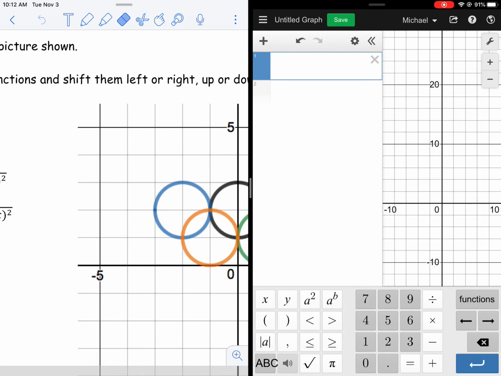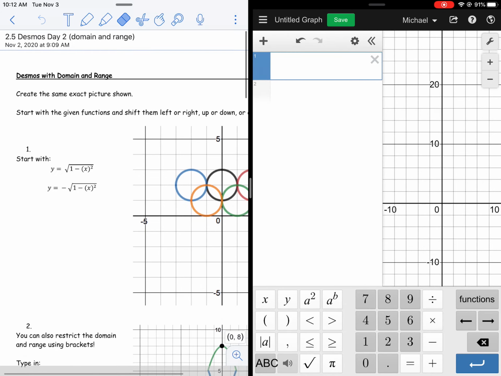All right, so we're taking a look at Desmos day 2, or it'll be Desmos with domain and range at the top. Really, the purpose here is just to look at some graphs and cut off certain parts that we don't want, okay? So we'll get into that in a little bit. We'll learn how to do that.